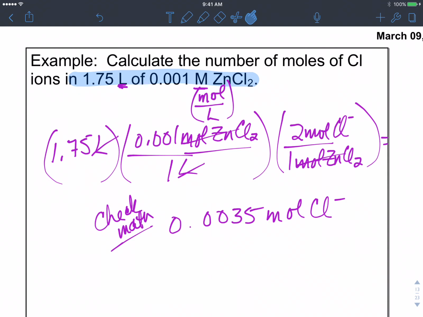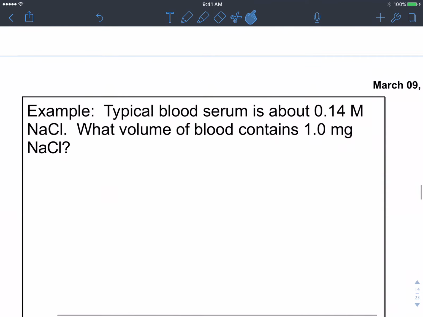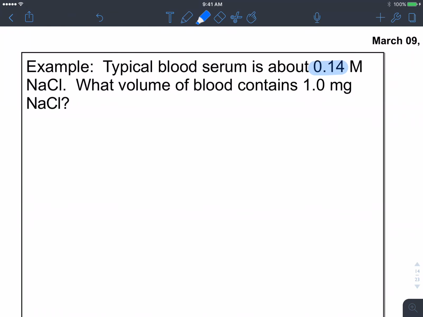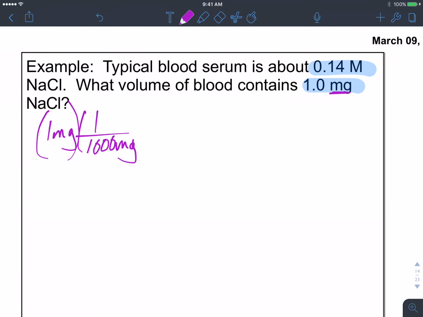All right, one more example. Typical blood serum is this kind of molarity, 0.14, we have 1 milligram of NaCl. So here again, you will start with the thing that has a single unit, 1 milligram. You should know that there's 1,000 milligrams in 1 gram. And now we need to get to somewhere that we can use the moles per liter. So to get from grams to moles, you should be thinking to yourself molar mass. Now NaCl weighs roughly 58 grams in 1 mole.